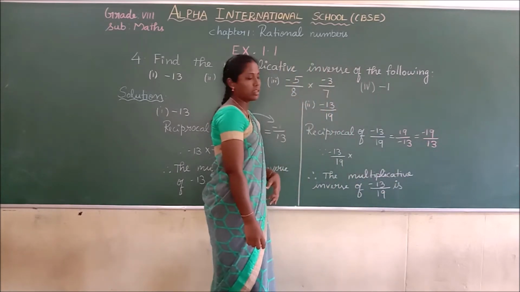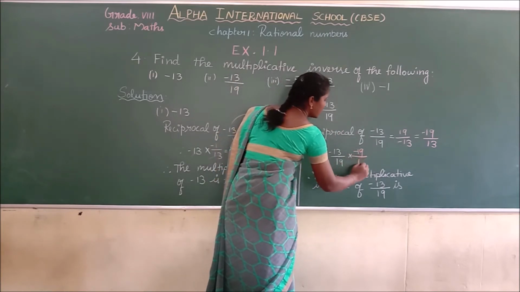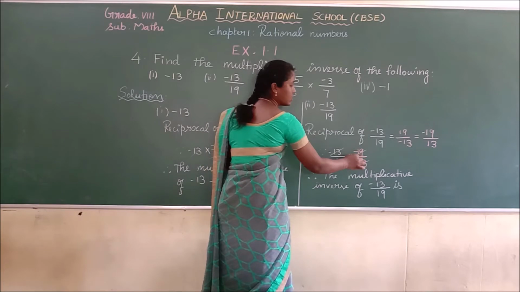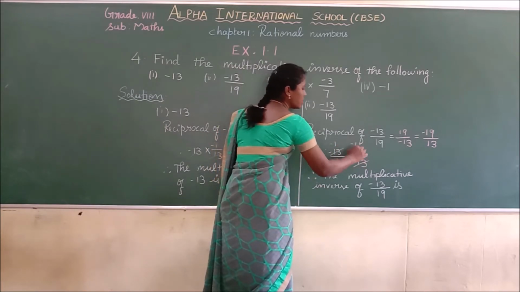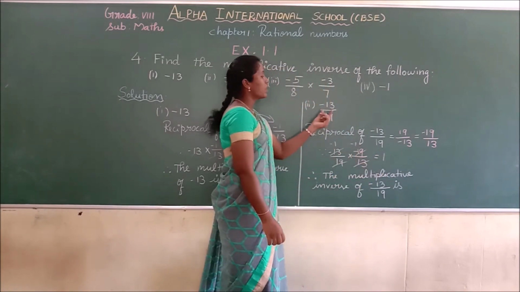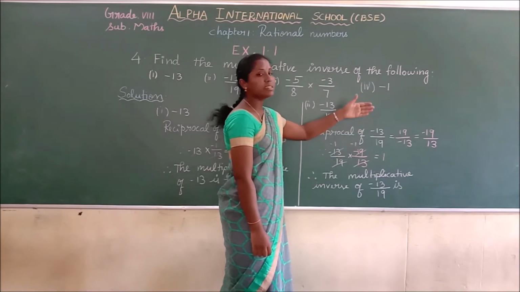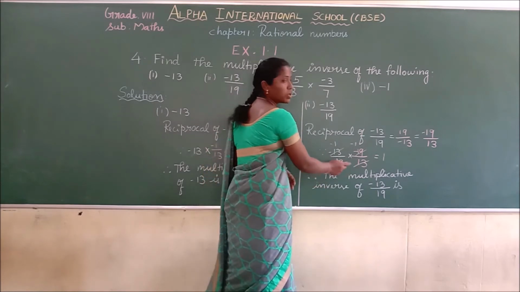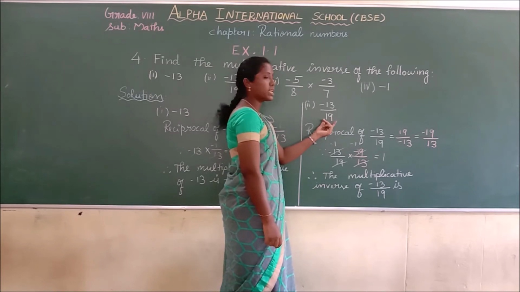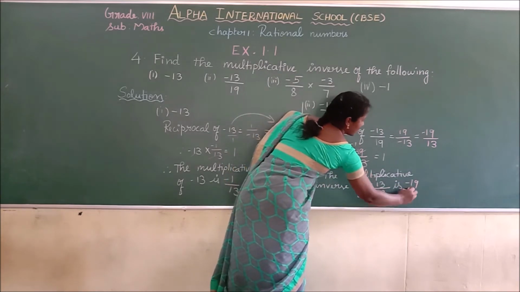Minus 19 by 13. Check whether the product gives 1. Here 13 and 13 will get cancelled. 19 and 19 will get cancelled. We will be having here minus 1, minus 1. Minus 1 into minus 1 is plus 1. So the given number minus 13 by 19, we are taking its reciprocal as minus 19 by 13, and if you are multiplying these two numbers, we are getting the result 1. So what is the multiplicative inverse for the given number minus 13 by 19? The multiplicative inverse is minus 19 by 13.